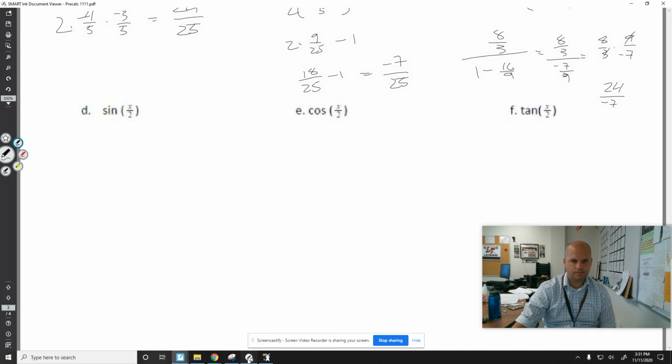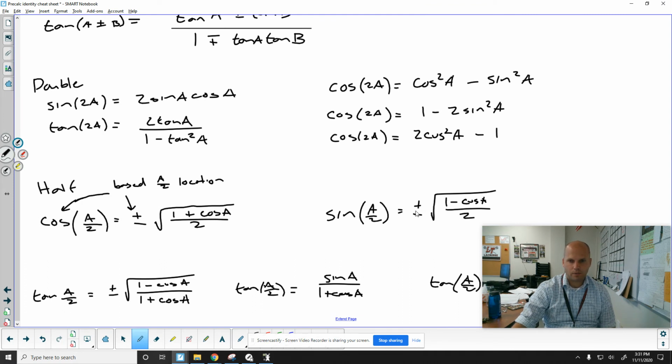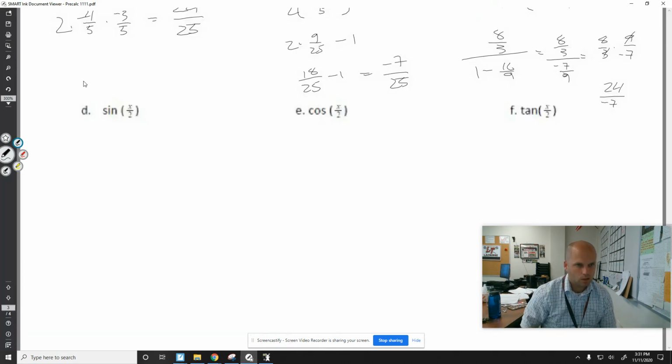This is a doozy. I like it. I don't even remember the half angles. Okay, plus or minus root of 1 minus cosine A over 2. What is it, plus or minus?